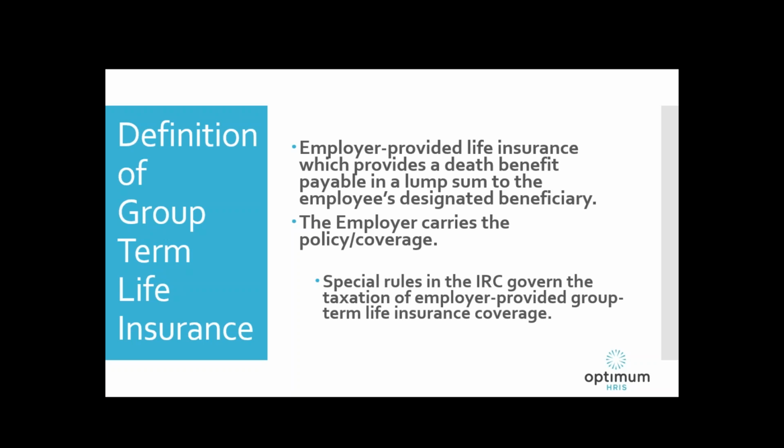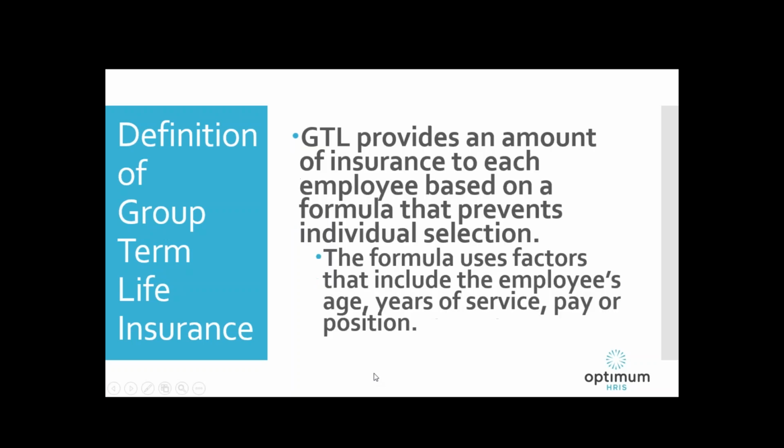And there are some special rules in the Internal Revenue Code that apply to how this employer-paid benefit is taxed. There is a special formula that always involves the employee's age and can involve years of service or pay or the employee's position in the company. And because of these factors, group term life insurance coverage amounts don't really allow for the employee to select exactly how much coverage they get, like you would if you went out and bought your own life insurance policy.